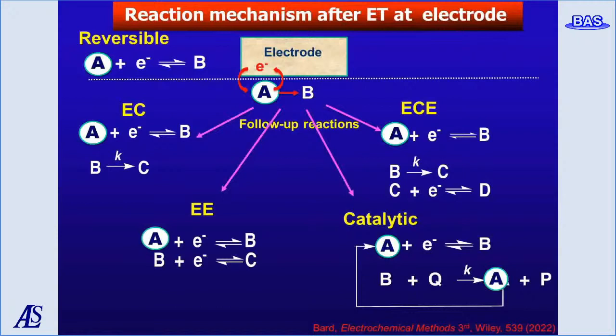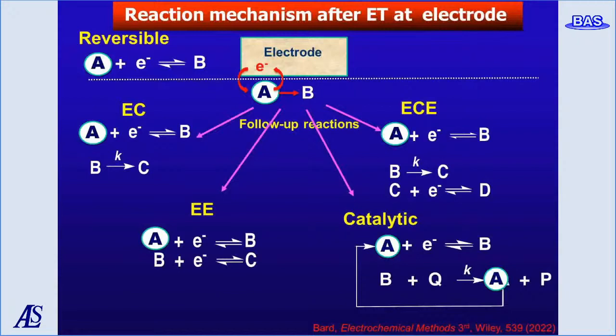In the case of the EC mechanism, after the reduction of A to B, the reduced B is converted to species C by chemical reactions. We call this reaction mechanism the EC mechanism. In the EE mechanism, the one-electron reduced species is further reduced to a doubly reduced or doubly oxidized species C. We call it the EE mechanism.